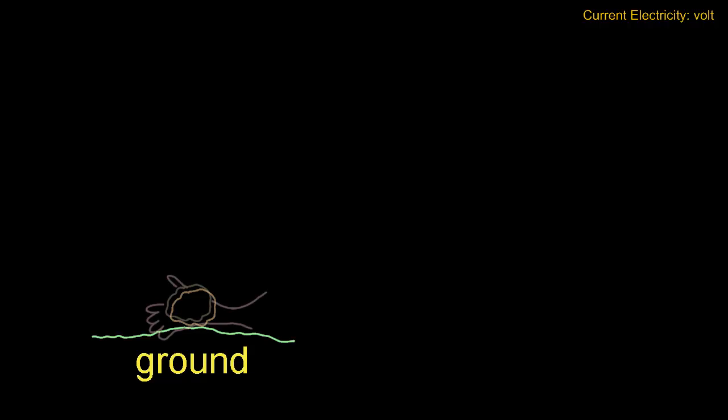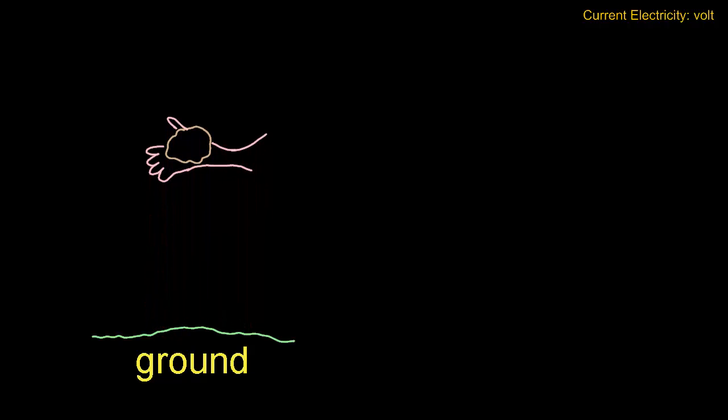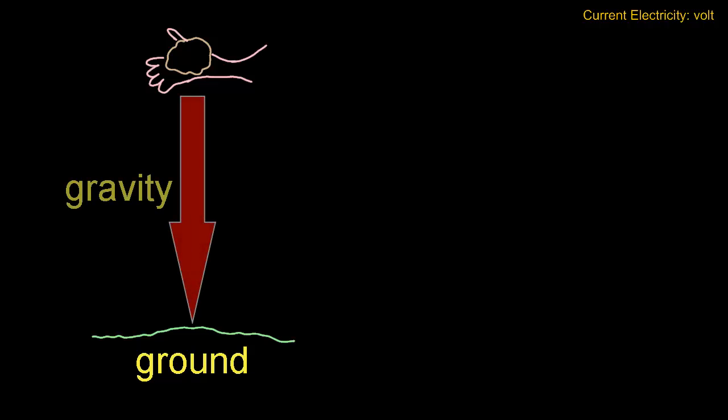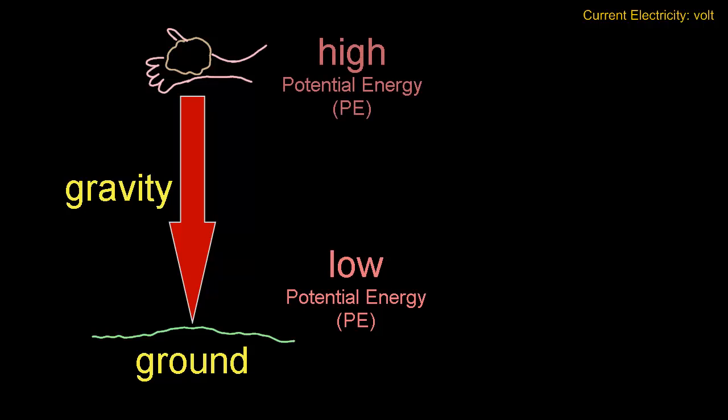We're then going to lift the stone. Now we've lifted the stone against the force of gravity. So consequently, we've increased the potential energy in the stone. We can say that from a position of low potential energy on the ground, we've moved the stone to a position of high potential energy because we've had to move it against the force of gravity.